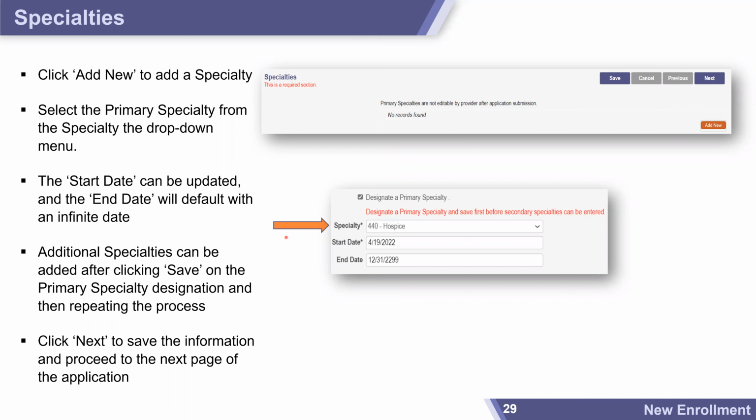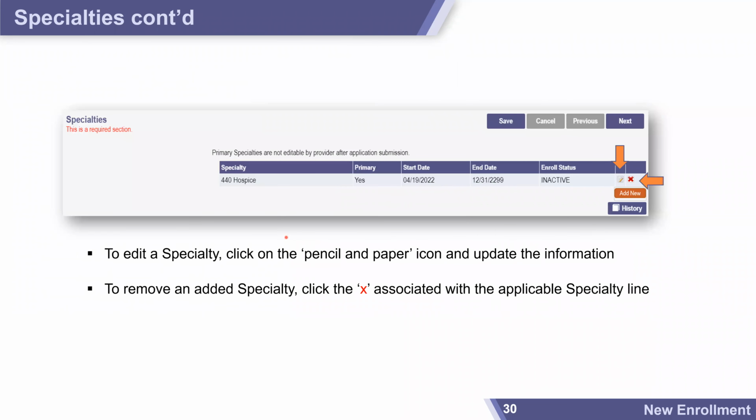If you do decide to hit save, even if you only have one, maybe you just forget to hit next and you hit save, you will see that that specialty has been added and is now a part of the application. If for any reason you need to edit it or update it, maybe you need to get rid of it and add another one, you're able to do so by clicking on that pencil and paper icon or that red X.